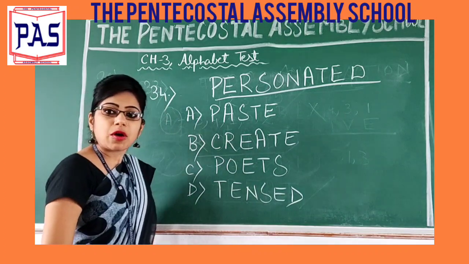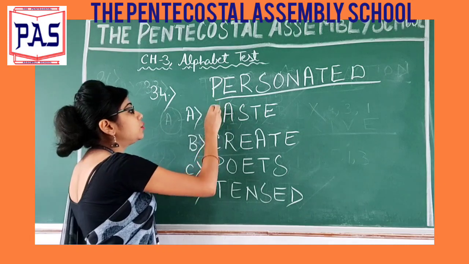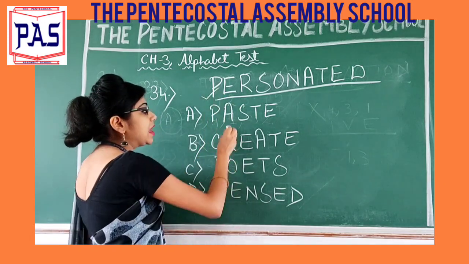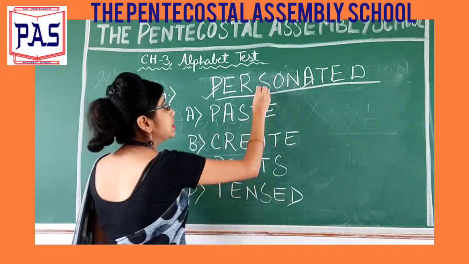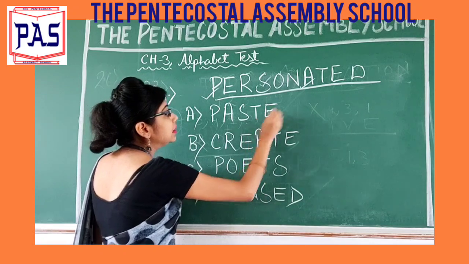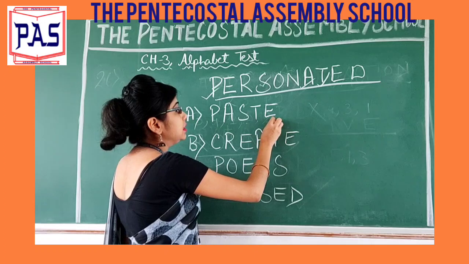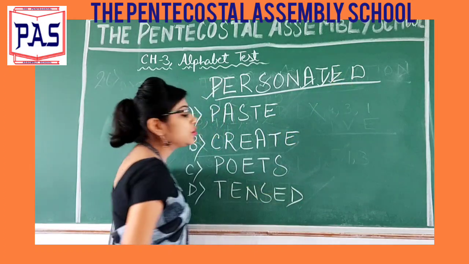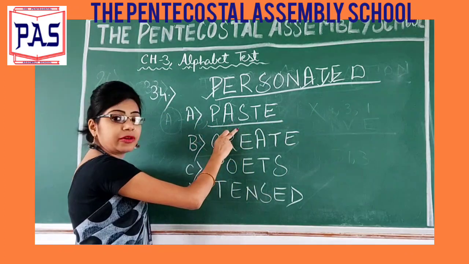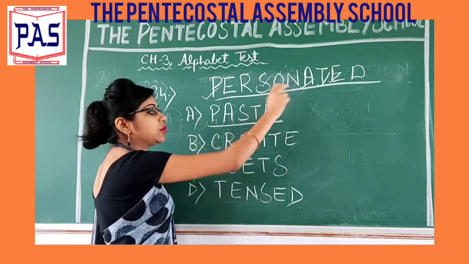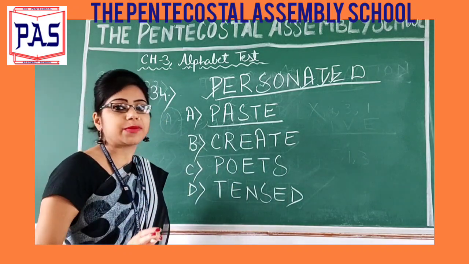Let's check option A. Paste. Yes, letter P. You can see letter P is there. A. Yes, A is also there. S. Yes, S is there. T. Yes, T is also present. Next is E. E is also present. So it means, children, that we can easily make the word paste from the given word personated. But we have to find out the word which we cannot make.